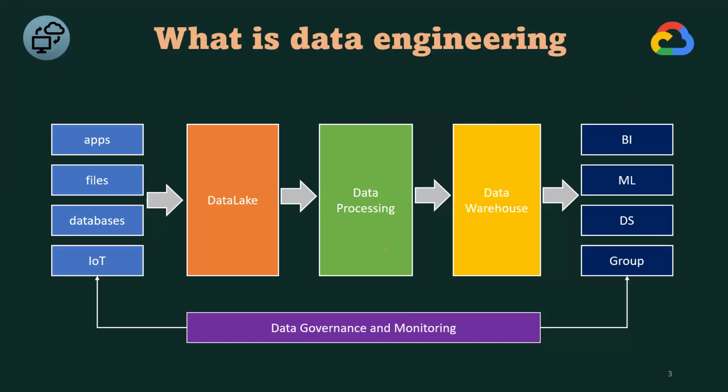So you have the data sources, and you have the data sink, which is nothing but a destination, or downstream. This is upstream, this is downstream: upstream people, downstream people. Upstream are the application team, file format team, database team, IoT team, or ingestion team, whatever you want to call it. And you will have the data lake, data processing layer, data warehouse layer, and a data governance layer. All of these things are there.